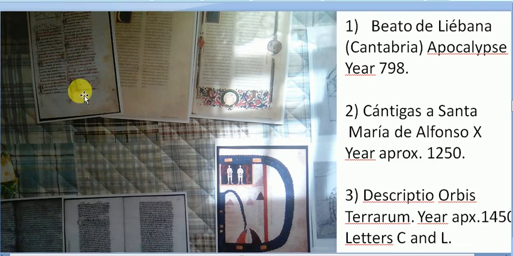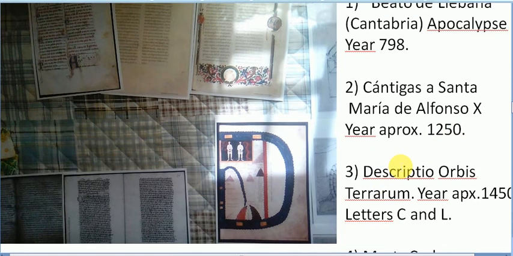Also, I chose a page from the Cantigas de Santa Maria by Alfonso X the Wise, the King. That is a sort of songs or poems to the Virgin Mary or to a woman, an idealized woman. And the letter and decoration is really beautiful. That's why I took this page. And it's dated about the year 1250, so quite old as well.